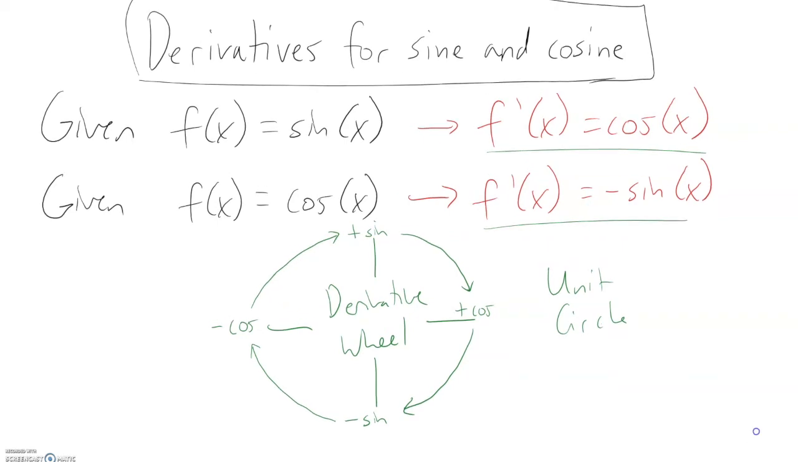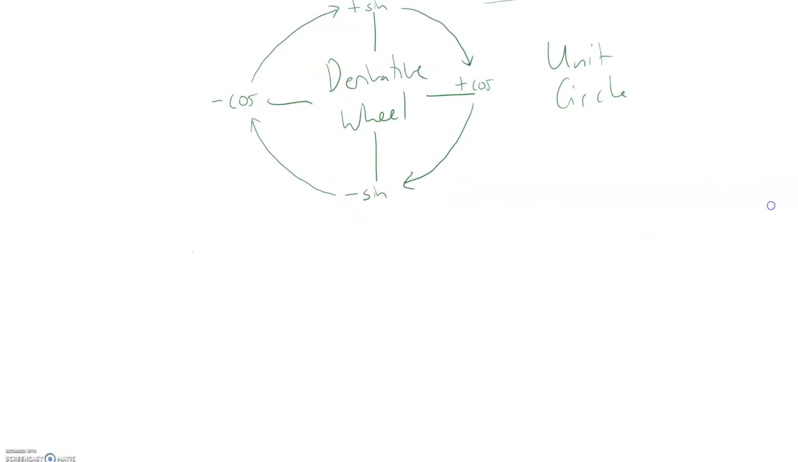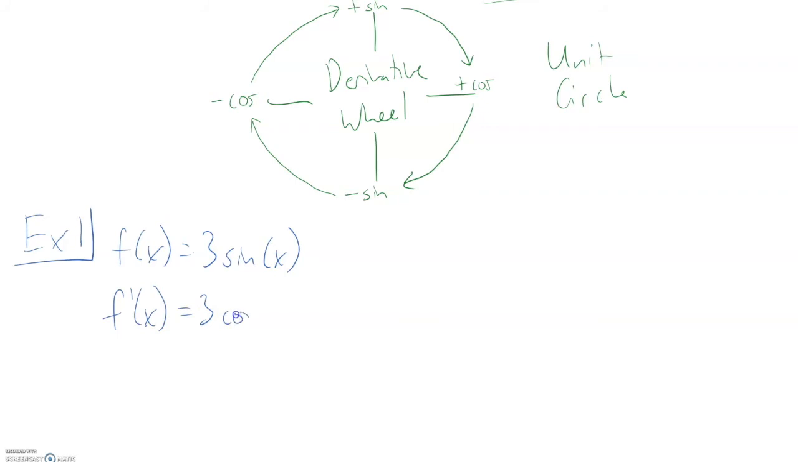And now let's go ahead and give ourselves some space and start working with some examples differentiating functions that involve sine and cosine. So for the first example, we'll set up f of x equals 3 times the sine of x. Constant coefficients don't have an effect on the derivative, so we're just differentiating the sine of x really, and f prime of x will be 3 cosine of x.